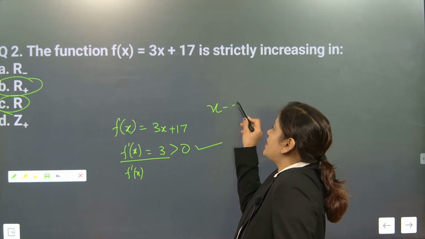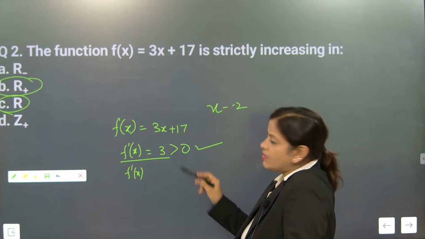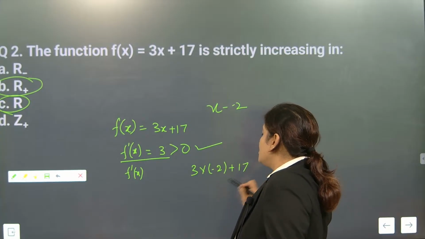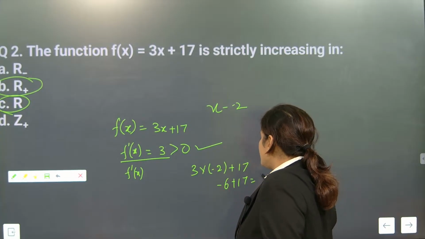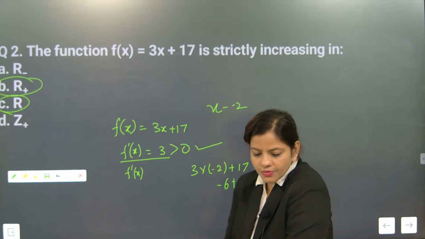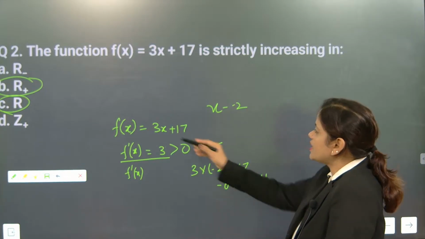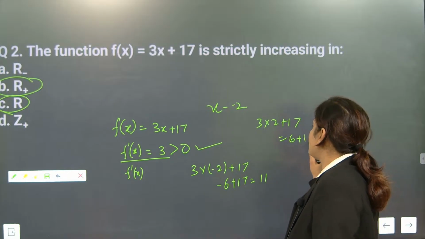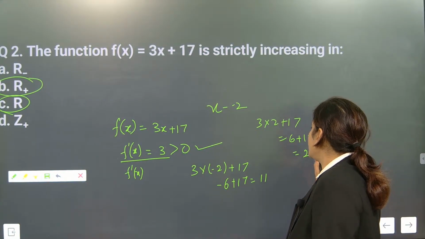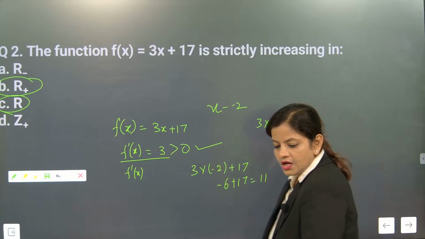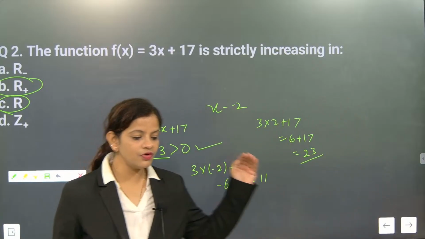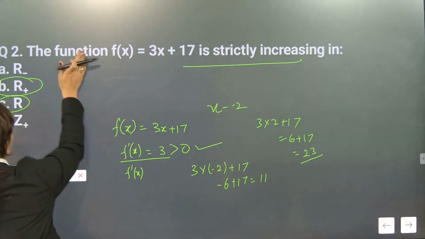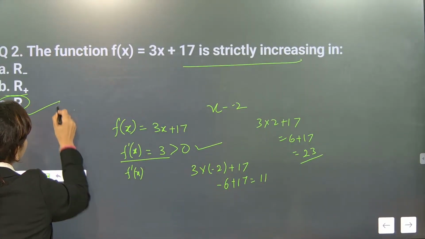You put x equal to minus 2. The moment we put x equal to minus 2, what will it become? 3 into minus 2 plus 17, so minus 6 plus 17, so it will come as 11. Now you put x equal to 2. So 3 into 2 plus 17, so 6 plus 17, so it is coming as 23. So definitely it is increasing for all real numbers. So strictly increasing it will come in for all real numbers. So the correct answer is not B. The correct answer will be C.